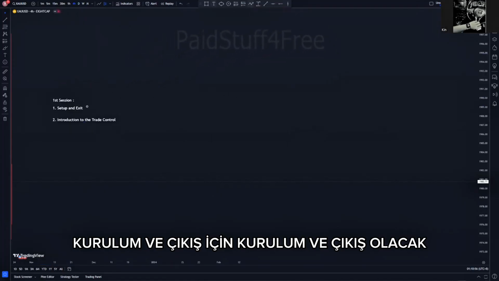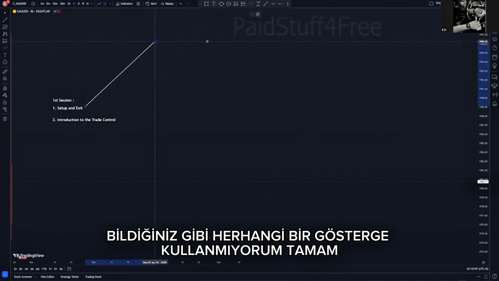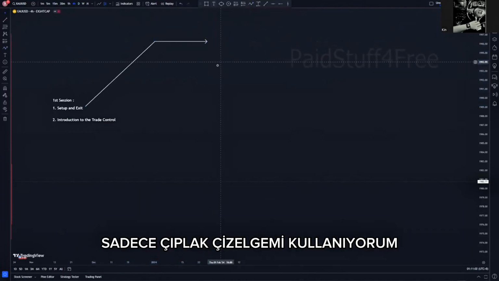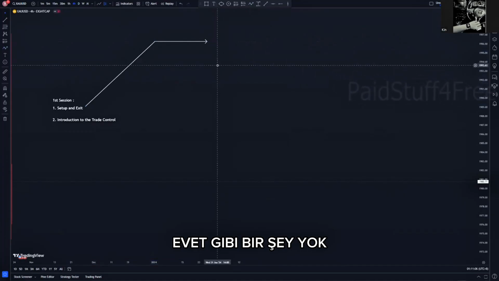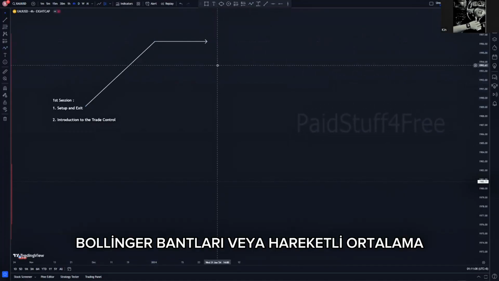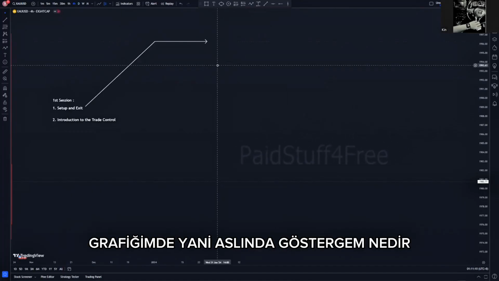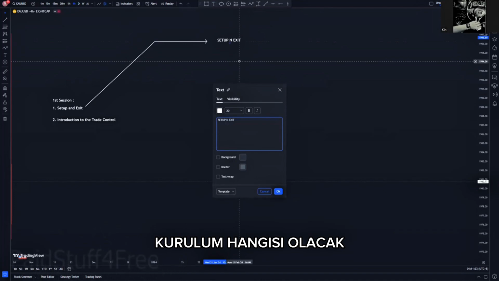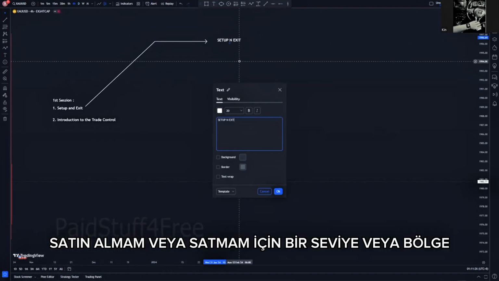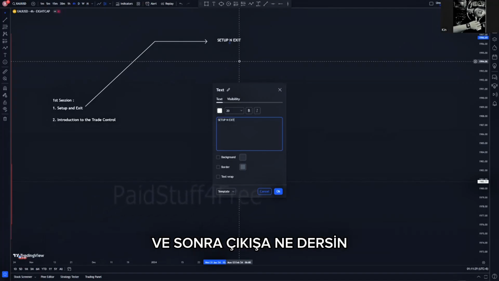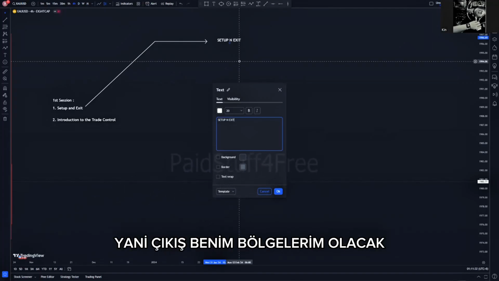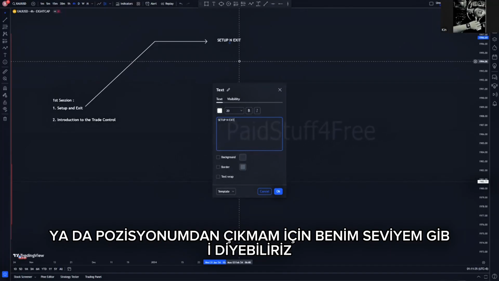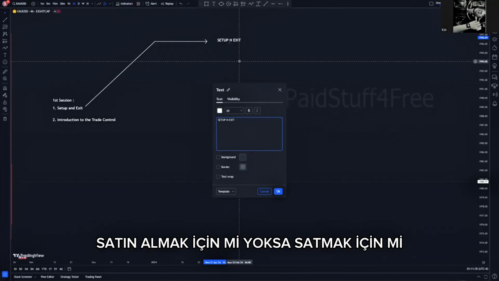For the setup and exit, as you guys know, I am not using any kind of indicator. I'm just using my naked charts, so there's nothing such as Bollinger Bands or moving average on my chart. So what is actually my indicator? My indicator is just my setup and the exit itself. The setup is going to be a level or a zone for me to take a buy or to take a sell. And how about the exit? The exit is going to be my zones, or we can call it my level, for me to exit my position, whether it's for buy or for sell.